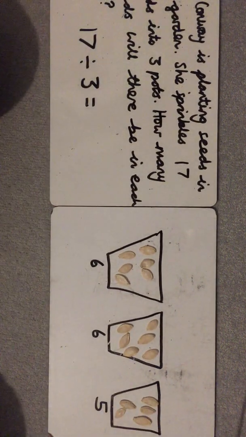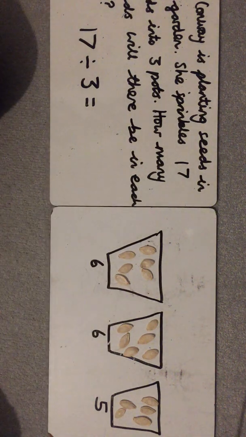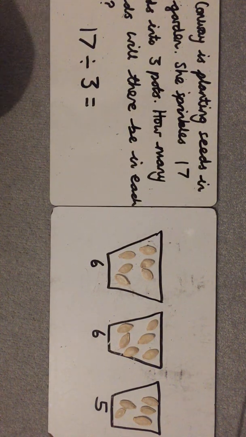I'm sorry, guys. Anyway, is this fair? 17 shared between 3 pots. 6, 6, 5. What do we know about division? When we share, it has to be equal. So that is not fair. I'm absolutely not allowed to do that. So I'm going to wipe it off.